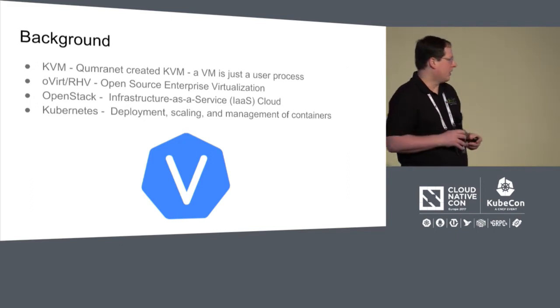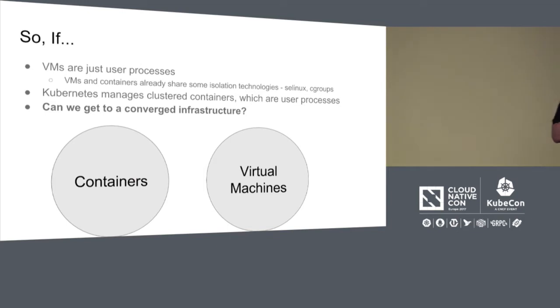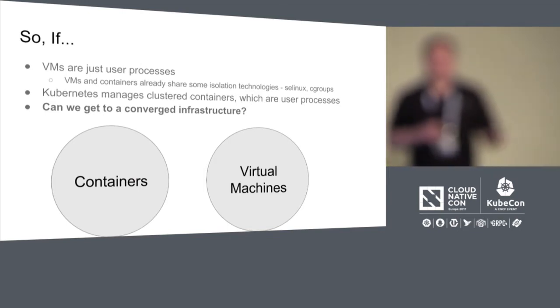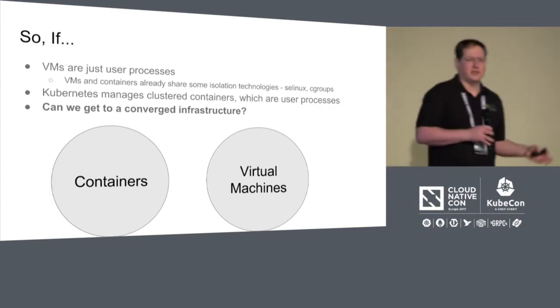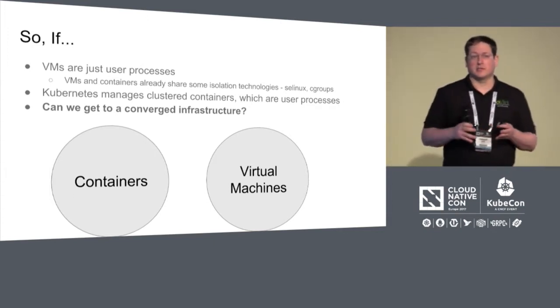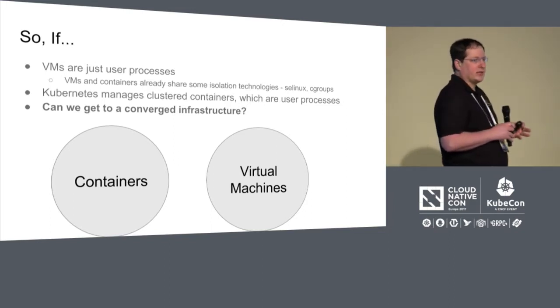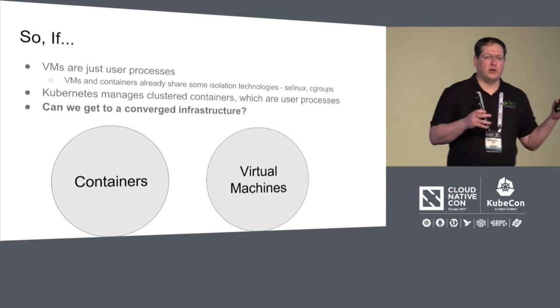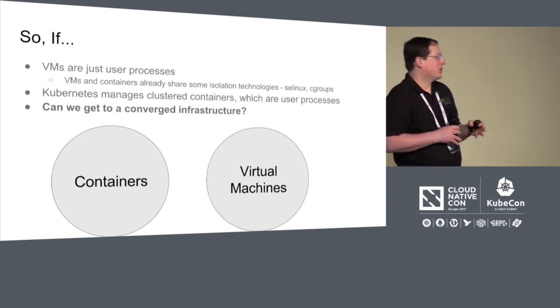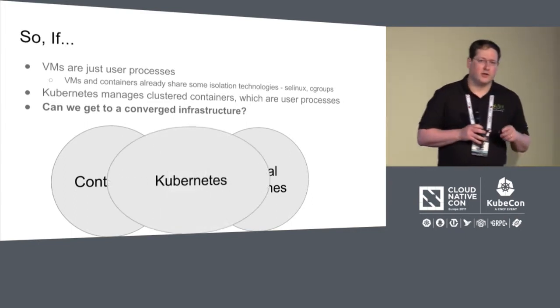So all similar concepts. Now, if virtual machines are just user processes, and they already, by the way, use some of the same isolation technologies like SELinux and cgroups, so they don't do namespaces, but they do use some of the other similar isolation technologies, and Kubernetes can do this for any user process, can we just handle both of them in a single environment with Kubernetes?